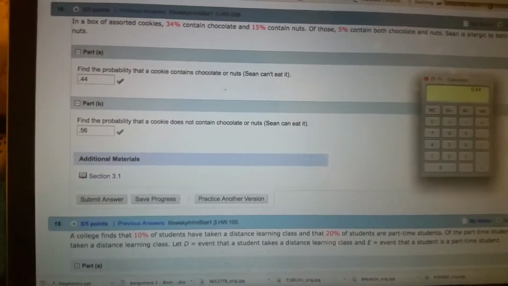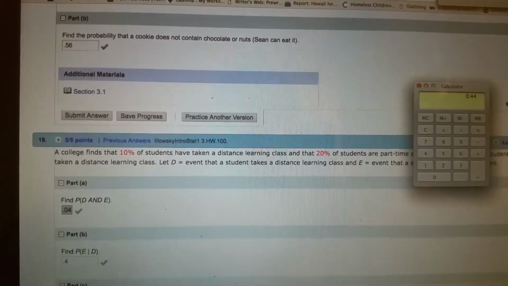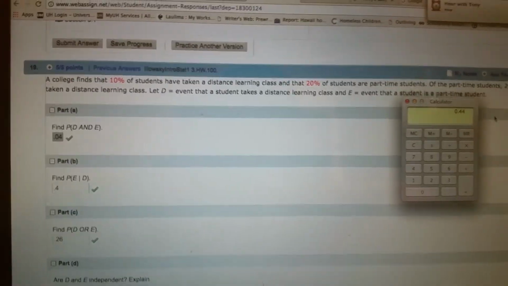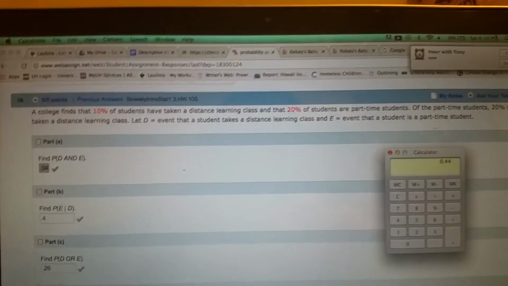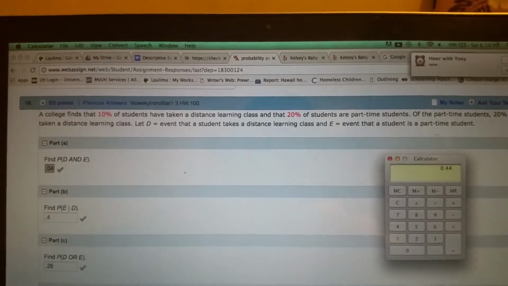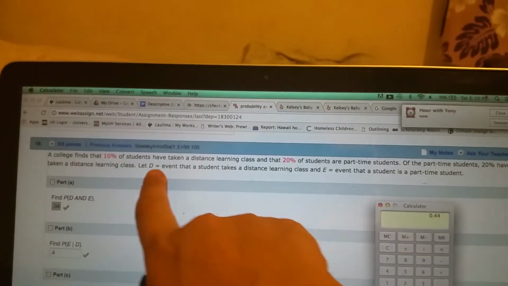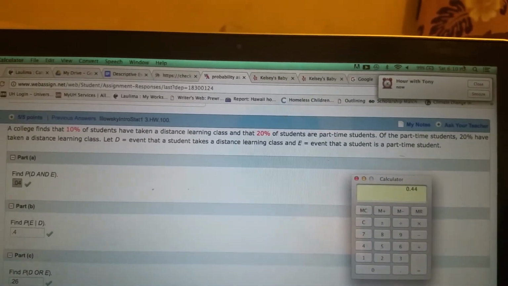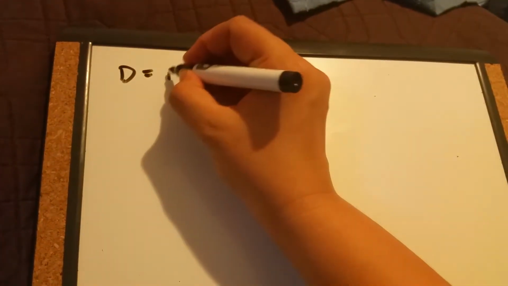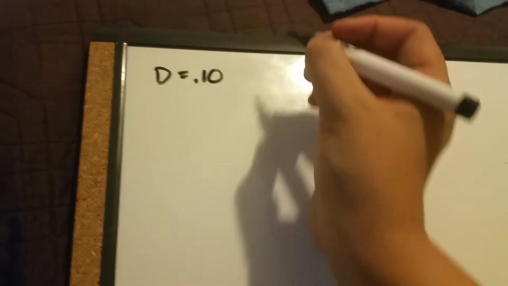That would be it for that one here. Let's move on to the next one. What are we on now? 19? Okay, good. A college finds that 10% of students have taken a distance learning class. Now, I would have made up my own letters, but this one already says D equals the event that a student takes a distance learning class. So I'm going to write on my board D equals, and there was 10%, so 0.10.